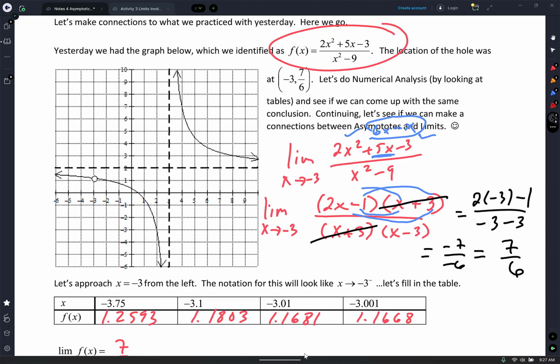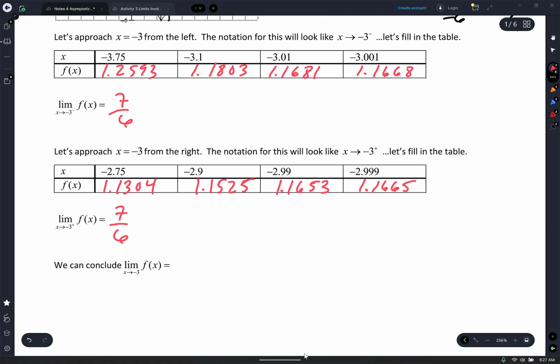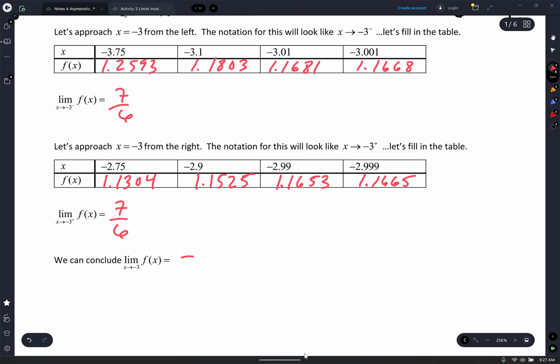So we're not going to be doing this whole table thing over and over again. But if it helps and you want to do it one at a time like that, yes, you can. Are we cool? Okay. So now this one says we conclude that the limit is 7/6.